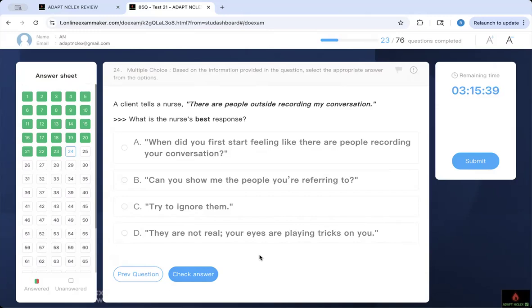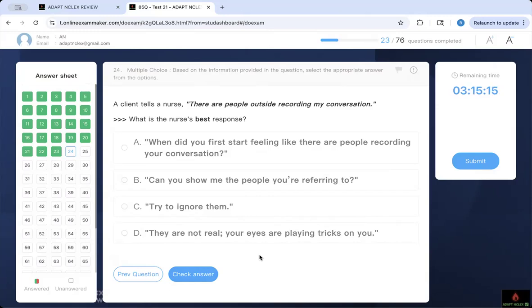When did you first start feeling there are people recording your conversation? Can you show me the people you are referring to? Try to ignore them. They are not real. Your eyes are playing tricks with you. Therapeutic communication, the best way is to ask for more information. Which answer choice is asking for more? Ignoring them is not asking for more.